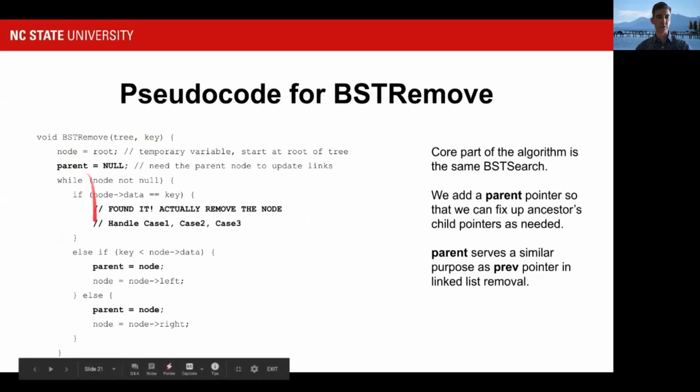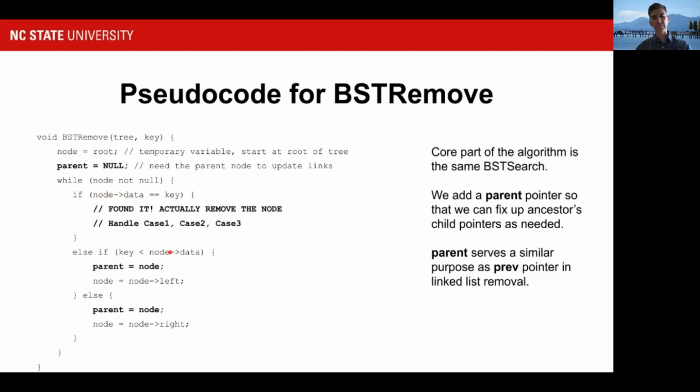And this is just a normal search, right? We're looking for node key. If we don't find it, then we go to either the left or right, depending on the values. Now, because I might need to go up to the ancestors, I'm also tracking this parent node.